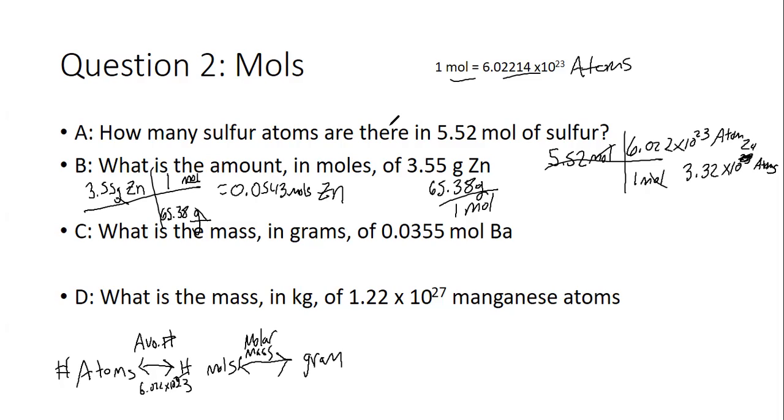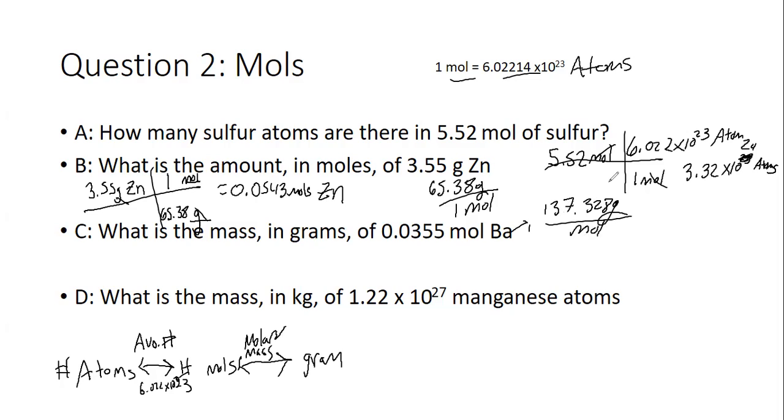All right, so it's 10:50, so let's go through these somewhat quick. So Ba, we look on the periodic table. Ba has a weight of 137.328 grams per mole. So I'm starting with moles. I want to go to grams.